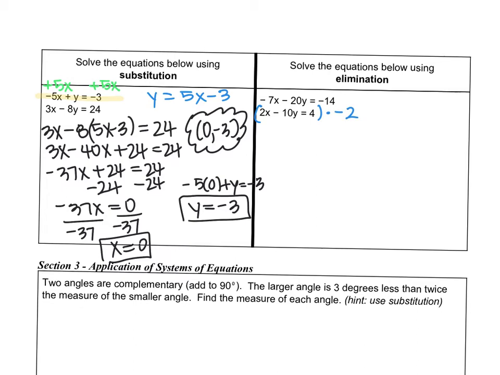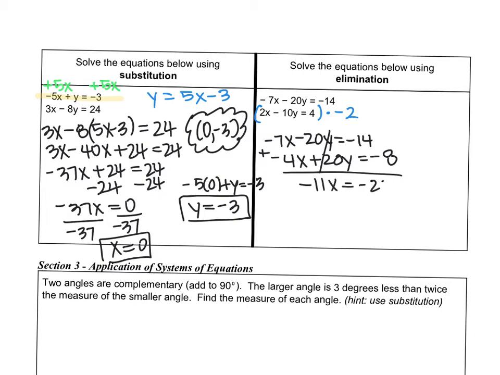I do have to multiply by a negative here since the y's have the same sign, and in order for a variable to eliminate, they have to have opposite signs. So the first equation is still negative 7x minus 20y equals negative 14. Second equation becomes negative 4x plus 20y equals negative 8. Adding the equations together, the y's cancel. We get negative 11x equals negative 22. Divide by negative 11, and we get x equals 2.